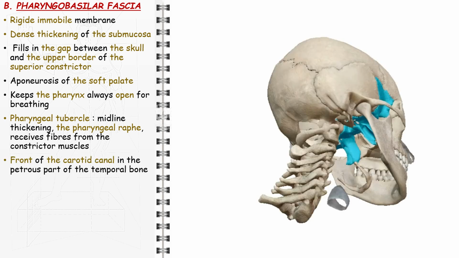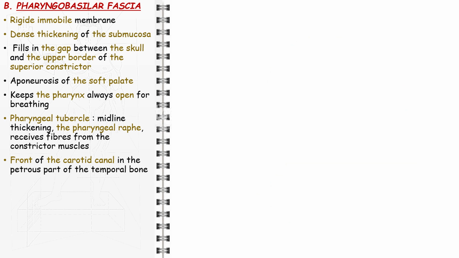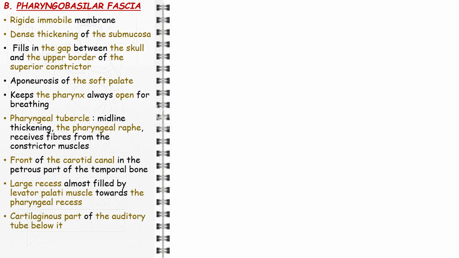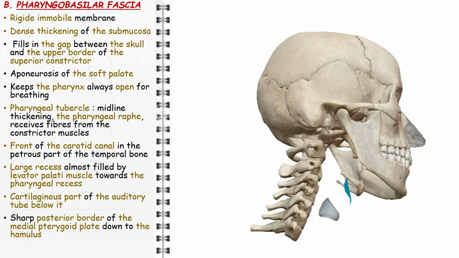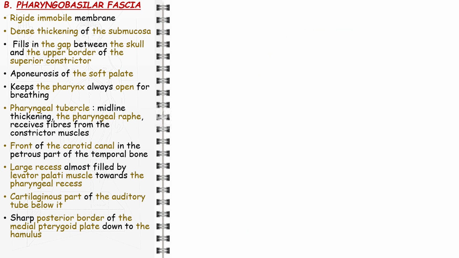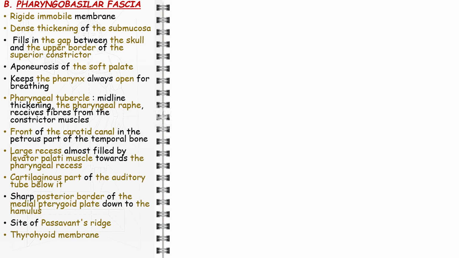It has a large recess almost filled by the levator palati muscle towards the pharyngeal recess. The cartilaginous part of the auditory tube slopes backwards and laterally below it. Forwards, the fascia is inserted on the sharp posterior border of the medial pterygoid plate down to the hamulus, towards the site of Passavant's ridge, and on the thyroid membrane and the thyroid and cricoid cartilages, through the sphenomandibular ligament and the mylohyoid line of the mandible.